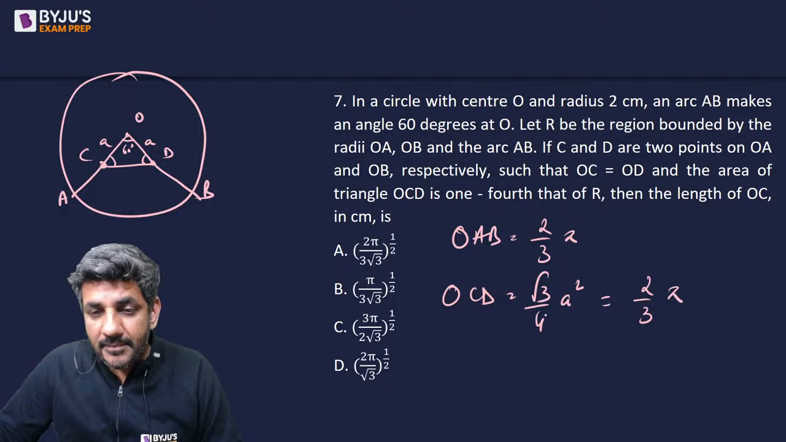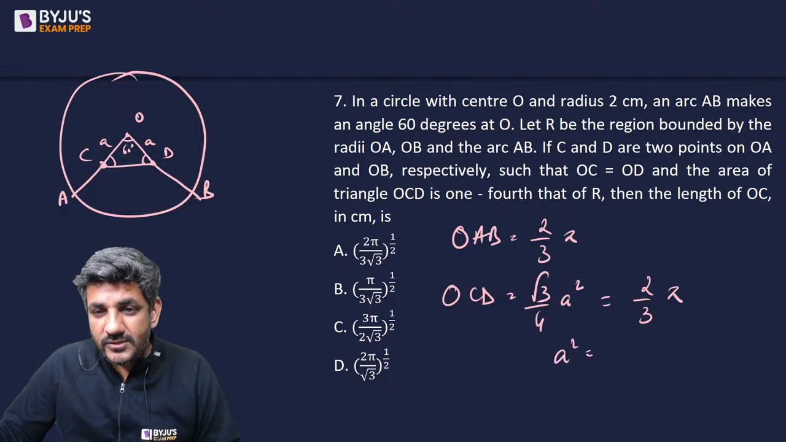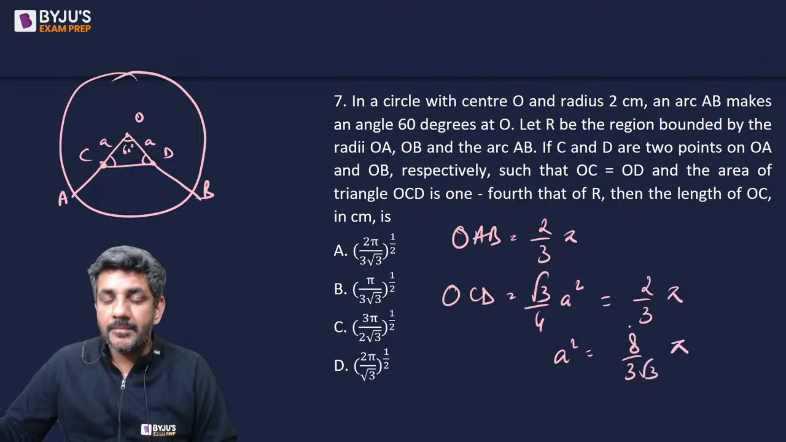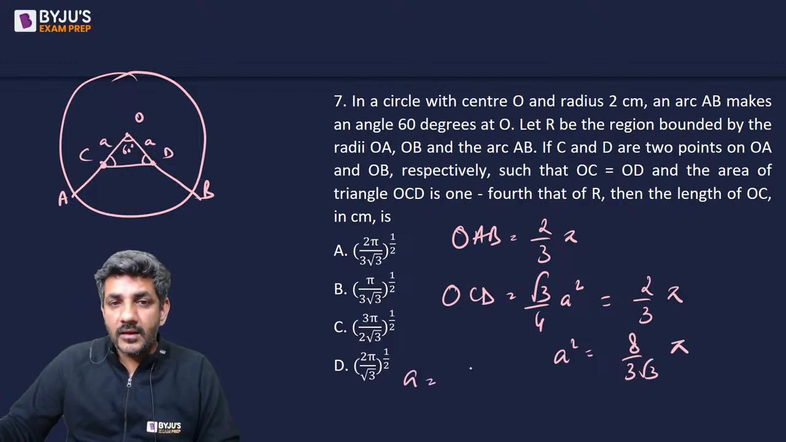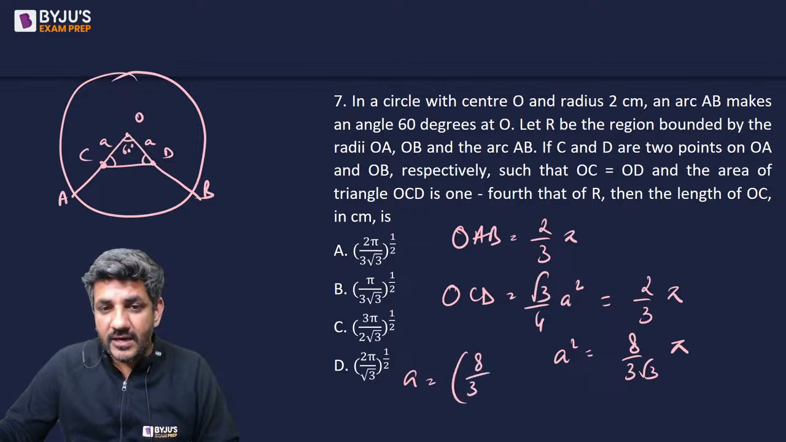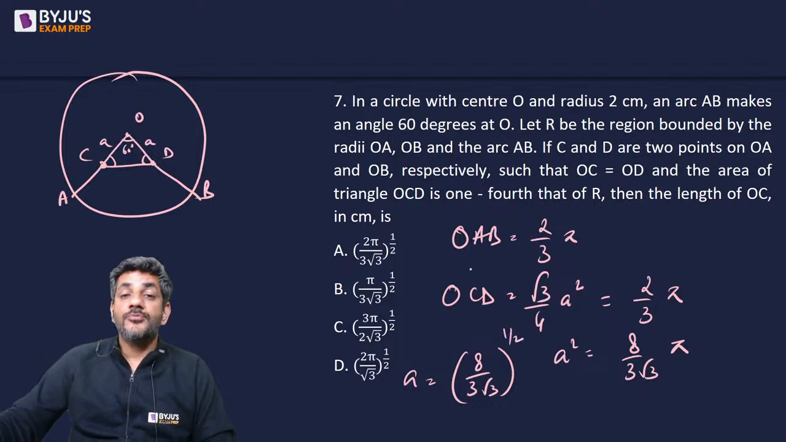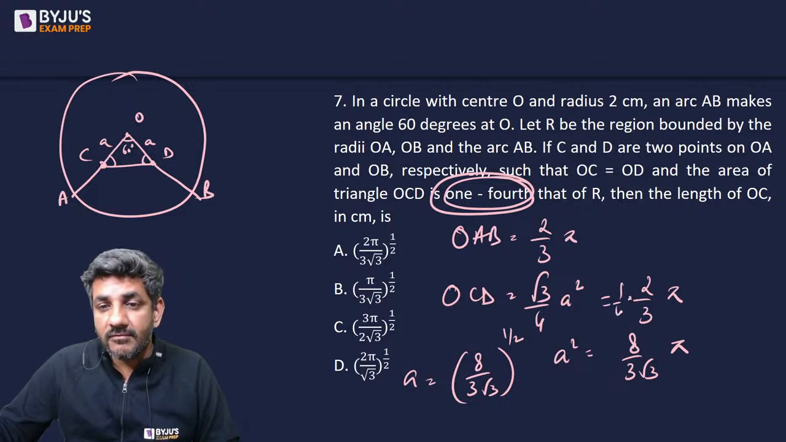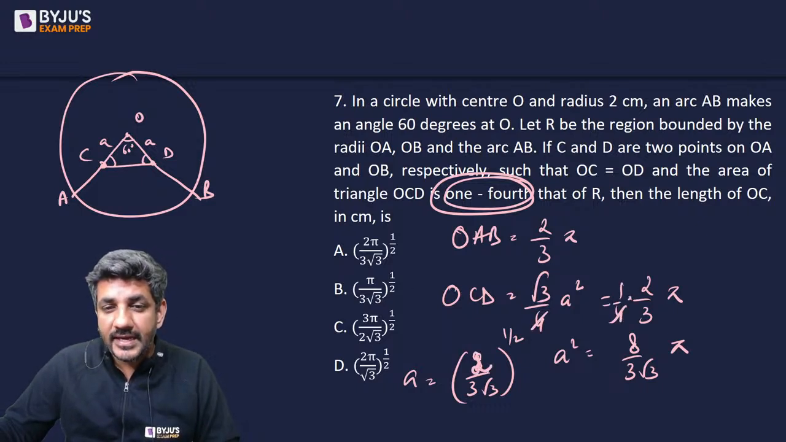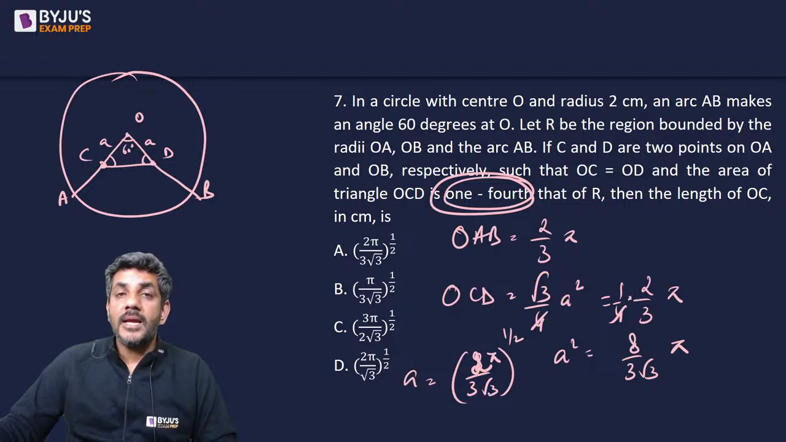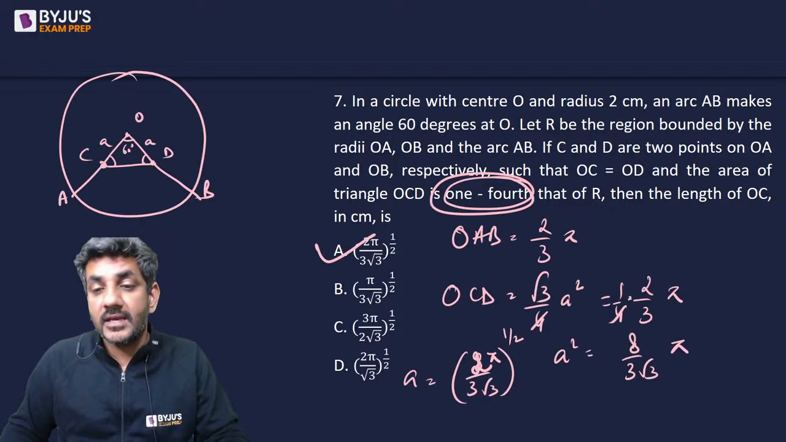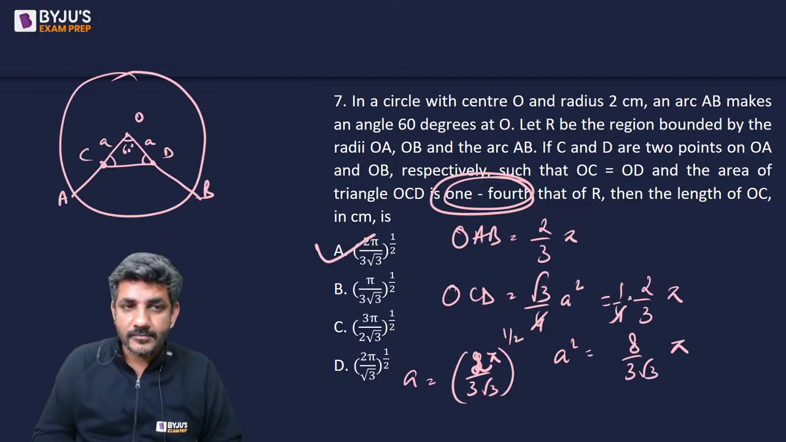So from here, what value of A square do I get? A square is equal to 8 divided by 3 root 3 into pi. So what is A equal to? A is the square root of this, 8 divided by 3 root 3 pi to the power 1/2. But I forgot one thing: this was 1/4 as well, we missed taking the 1/4. So when you take 1/4, the 4 and 4 cancel out, and instead of 8 we get 2. So it is 2 pi by 3 root 3 whole to the power 1/2, which is given in option A. So yes, option A is the right answer for this question.